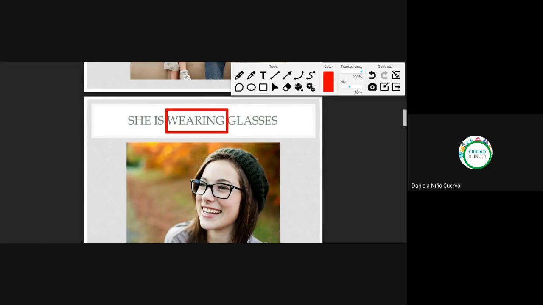We continue over here. She is wearing glasses. Wearing. Ella está usando. Recordemos que para los accesorios o incluso para la ropa, nosotros utilizamos el verbo wear, que es llevar puesto. Llevar puesto. O usar. Yes? Wear. Llevar puesto o usar. She is wearing glasses.